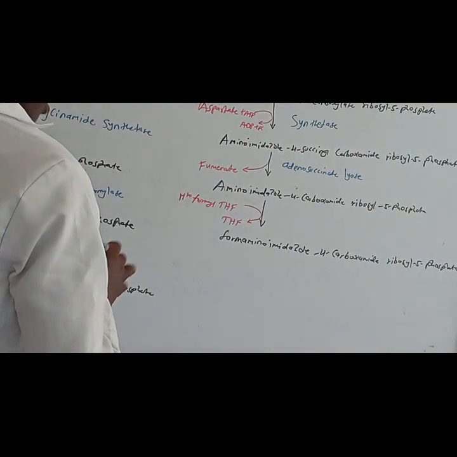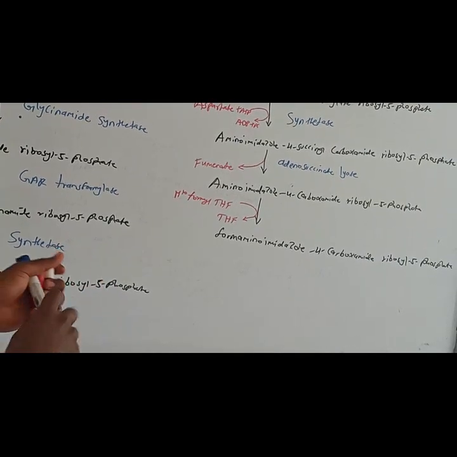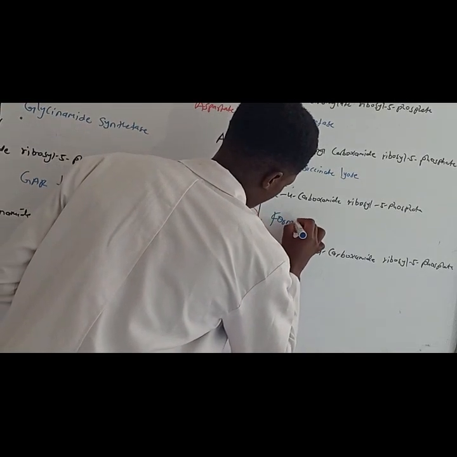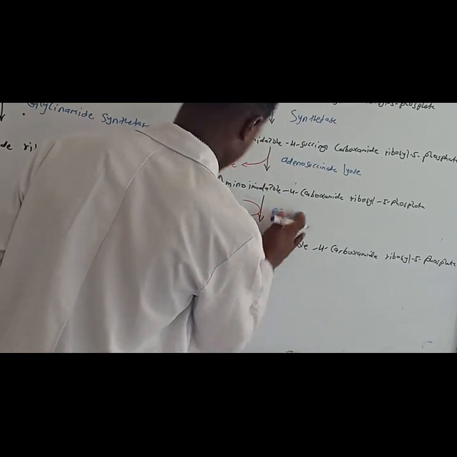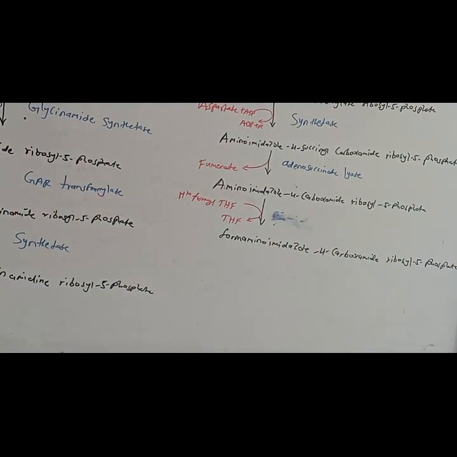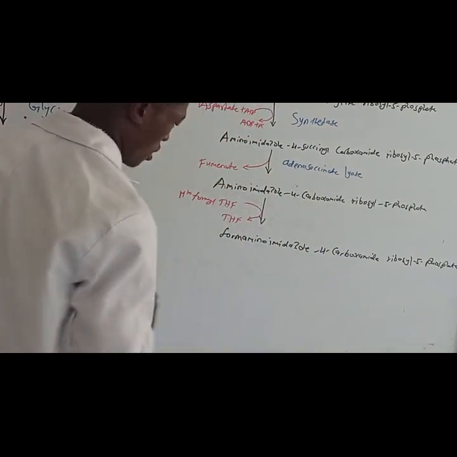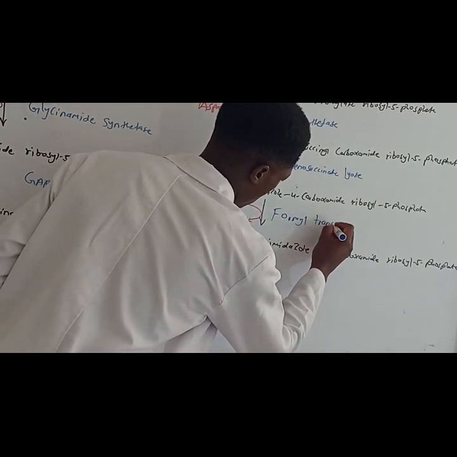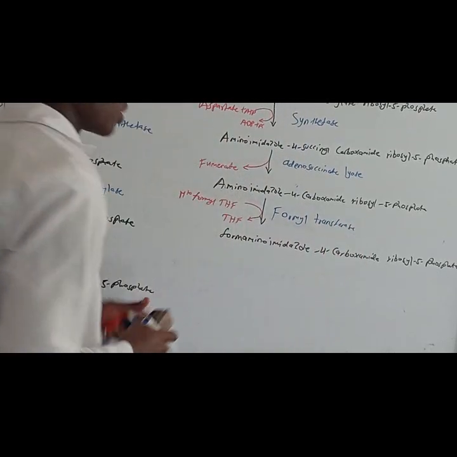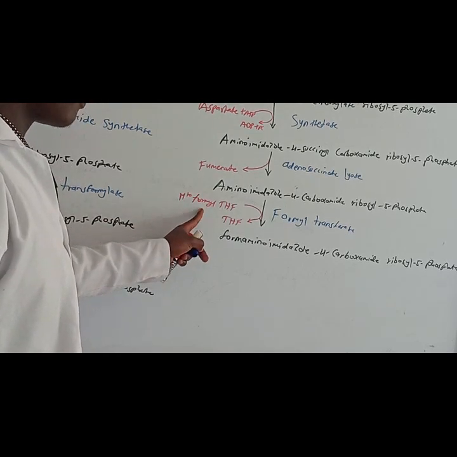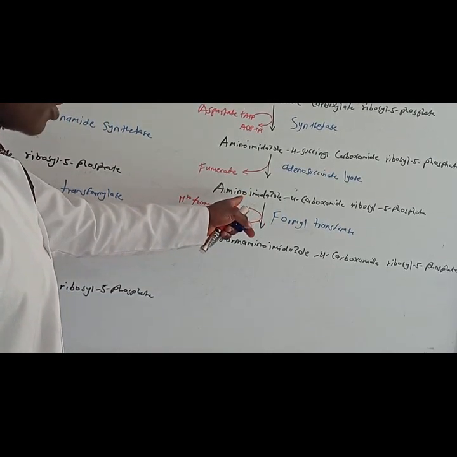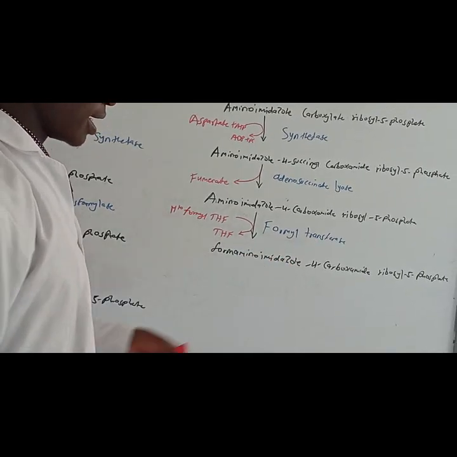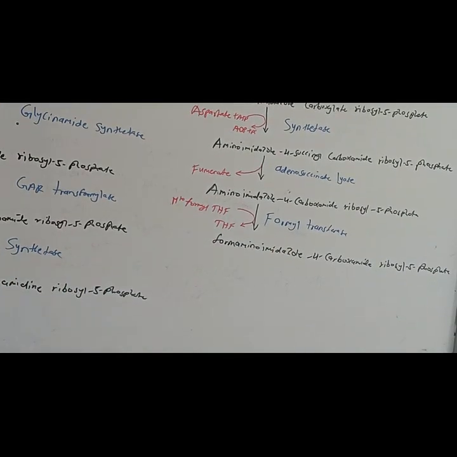Alright, this reaction is going to be catalyzed by an enzyme called formyl transferase. It's going to transfer the formyl group from the N10 formyl tetrahydrofolate into aminoimidazole 4-carboxamide ribosyl 5-phosphate to form the formylated aminoimidazole 4-carboxamide ribosyl 5-phosphate. Alright.